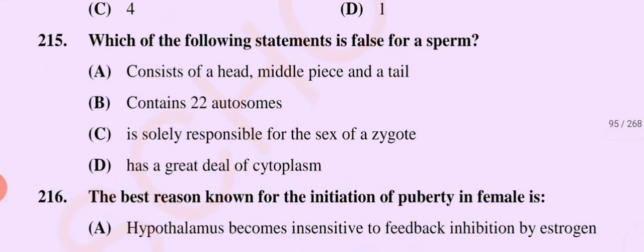Question number 215. Which of the following statements is false for a sperm? Option A consists of a head, middle piece and a tail. Option B contains 22 autosomes. Option C is solely responsible for the sex of a zygote. Option D has a great deal of cytoplasm. So the correct option is option D, has a great deal of cytoplasm.